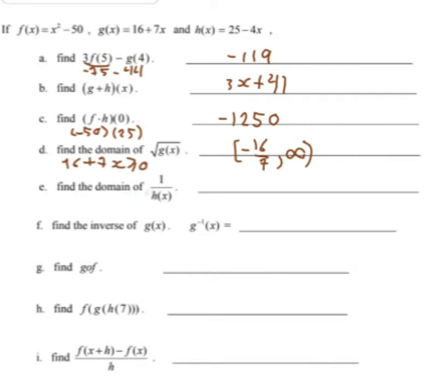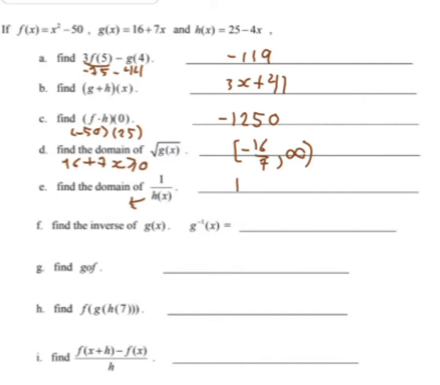Find the domain of 1 over h of x. In the domain, there cannot be any x for which h of x is 0, because you cannot divide 1 by 0. So you must find which values make h of x equal to 0. Suppose h of x is 0, then 25 minus 4x is 0. Then 25 is 4x, then x is 25 over 4. So 25 over 4 is not in the domain.